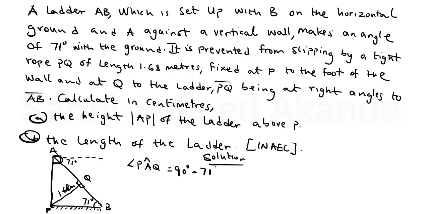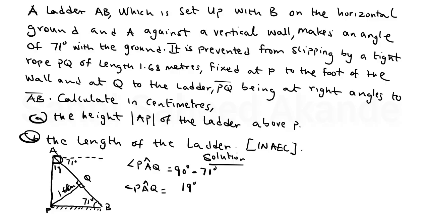So angle PAQ will be equal to 90 minus 71, which gives us 19 degrees. It's not 190, it's 19 degrees. Meaning that the angle here now is 19. All right, so we now have a triangle APQ that we can work with in order to get our line AP, which is the height that they ask us to calculate. Understood? So let's continue at the next page.